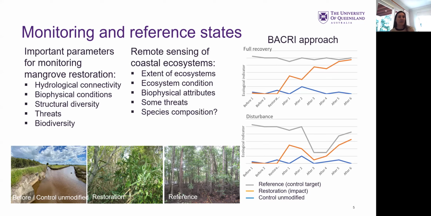But in some other work we've been doing, looking at the opportunity for using remote sensing in monitoring coastal and marine restoration, we found that in most cases, remote sensing is only being used to measure the extent of ecosystems, and the condition of the ecosystem using vegetation metrics like NDVI or EVI. It can also be used to measure biophysical attributes like turbidity, elevation or bathymetry, and some threats like land use change. But what is missing is the ability to measure biodiversity. It can be used to measure species composition, but this is more emerging.